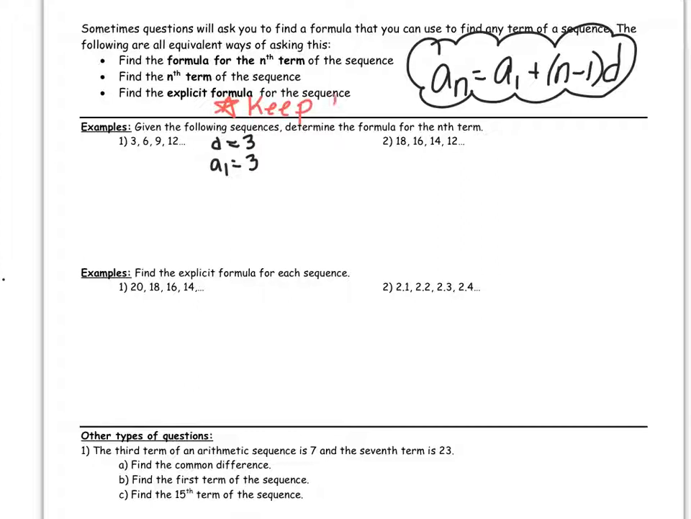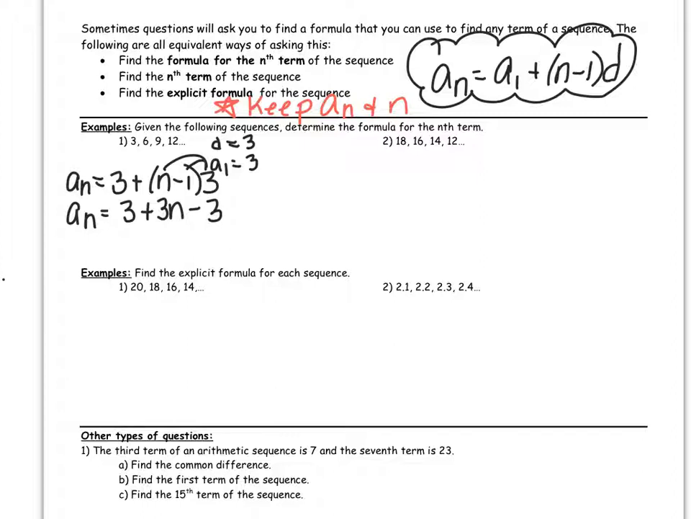So that's another thing. When you're doing this, you want to keep a sub n, and you want to keep n alone. So watch. We're going to keep a sub n, plug in a sub 1, which is 3, keep n, and plug in my common difference d of 3. And then we're just going to simplify. So a sub n equals 3 plus 3n minus 3. Combine like terms. The 3 and the -3 cancel. So a sub n is equal to 3n. That's a formula that I could use to find any term of a sequence.